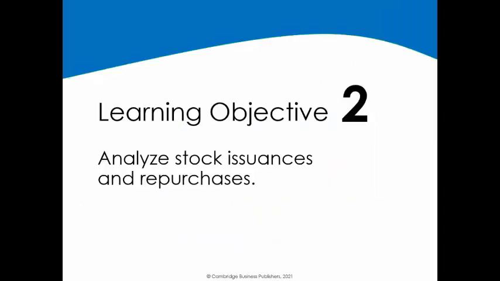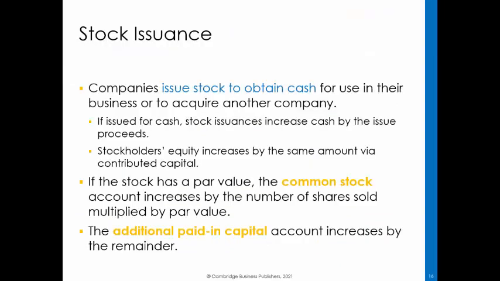In this learning objective, we will analyze stock issuances and repurchases. Companies issue stock to obtain cash and other assets for use in their business. Stock issuances increase assets by the issue proceeds, the number of shares sold multiplied by the price of the stock on the issue date. Equity increases by the same amount, which is reflected in contributed capital accounts. If the stock has a par value, the common stock account increases by the number of shares sold multiplied by the par value. The additional paid-in capital account increases by the remainder.